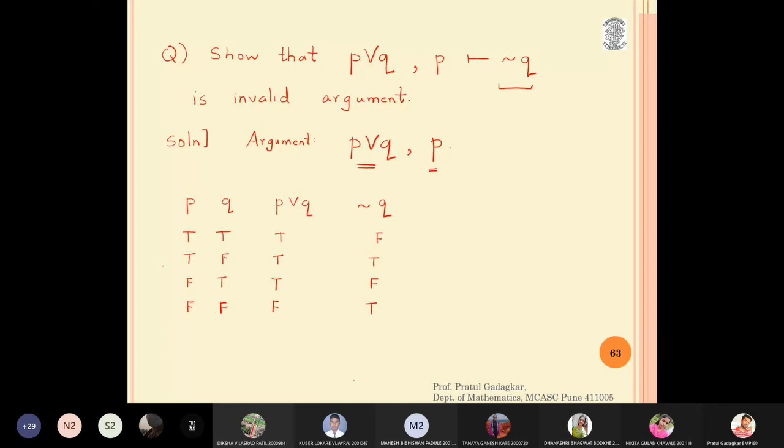Now what I will do is look at the important columns. Who are the important columns that I told you? P or Q and P. In these four columns, which column is not important? Which column is not required? P or Q is important. P is important. Negation Q is the conclusion, that is important. So I will not need the column of Q. I will erase the column of Q for the time being because I really don't need it. And these are the remaining columns.